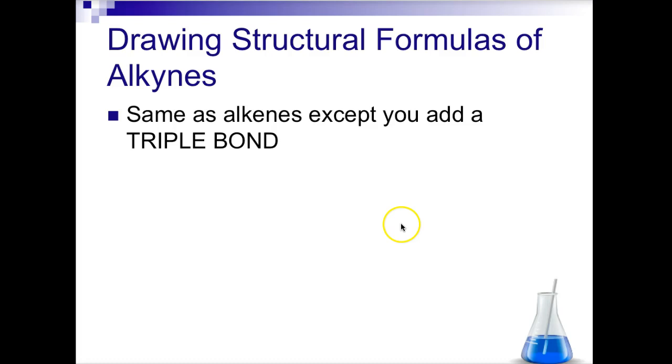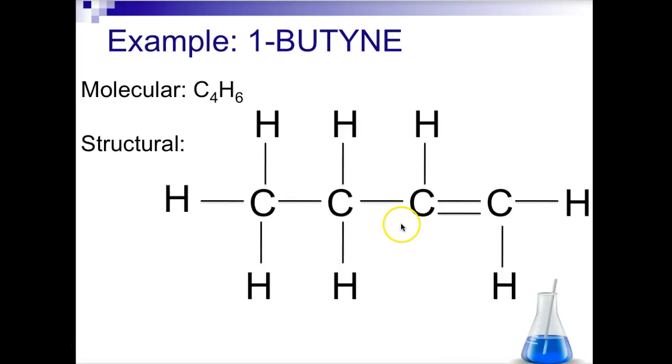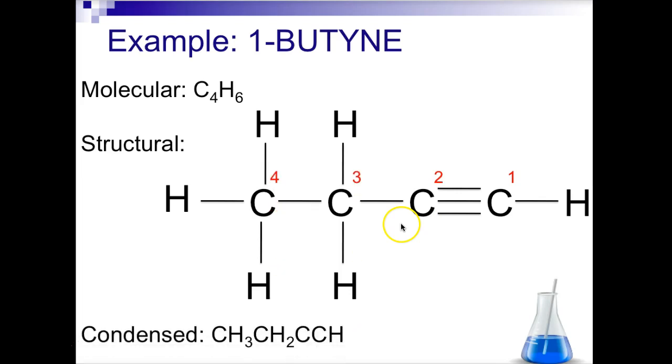So drawing structural formulas for alkynes, they're going to be the same as alkenes, except you add a triple bond. So for 1-butyne, our molecular formula is going to be C4H6. Our structural formula is going to look like what butene was, but we're going to add a triple bond. And when we add that triple bond, we have to take away 2 hydrogens because our carbons can only have 4 bonds around them. And then that would be carbon 1, carbon 2, carbon 3, carbon 4. And our condensed formula will be CH3, CH2, CCH.